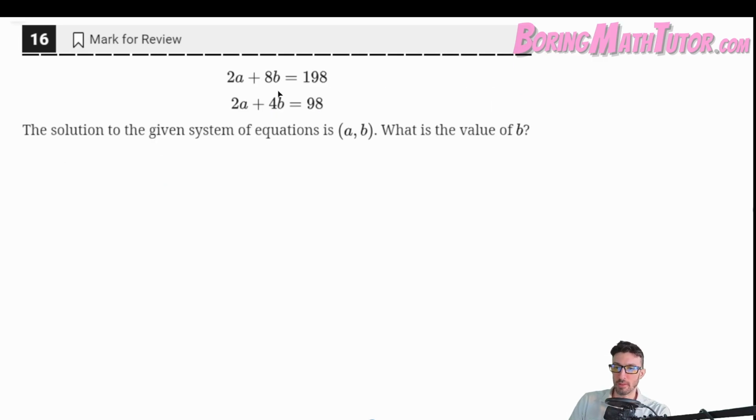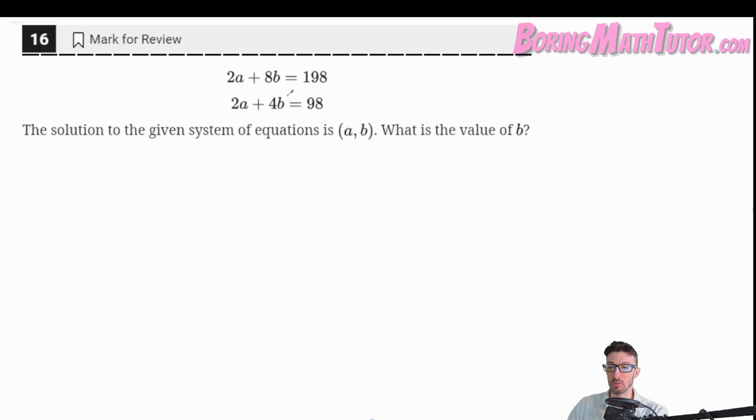They want to know the value of B here. You could just enter both of these into Desmos and then figure out what the y value is. The way you'd have to do that in Desmos, by the way, is you'd have to put an x wherever you see the a's and a y wherever you see the b's. Otherwise, it's not going to figure it out.